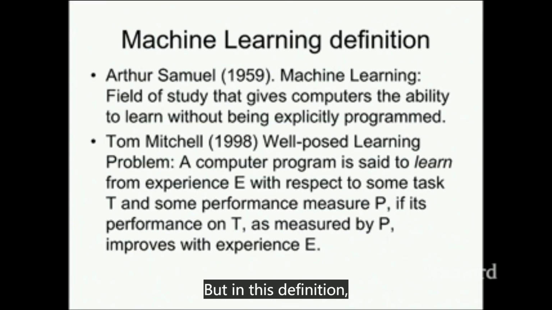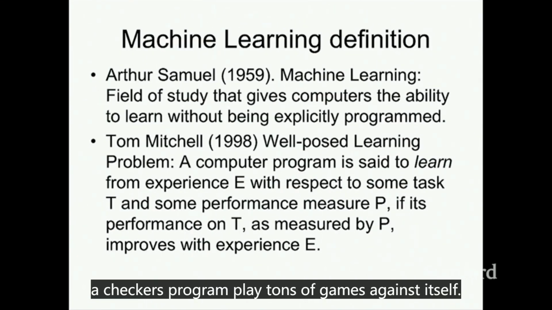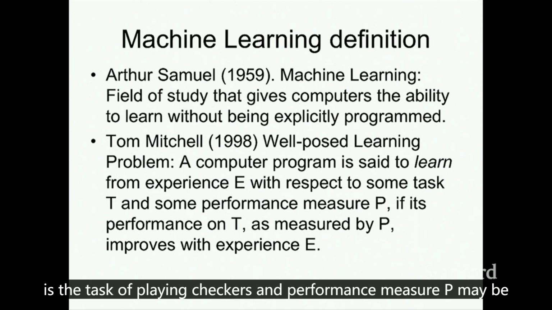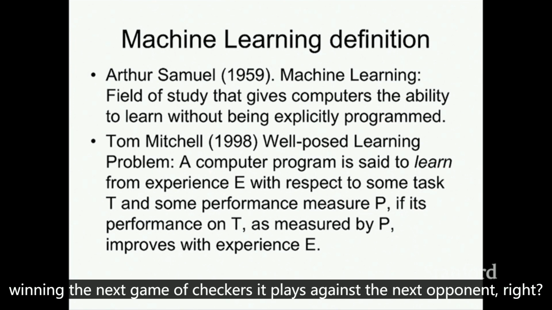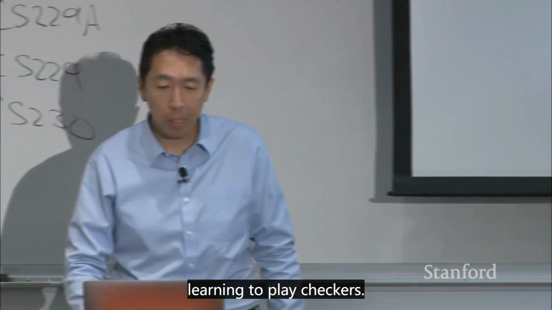In this definition, for the case of playing checkers, the experience E would be the experience of having a checkers program play tons of games against itself. Computers have lots of patience and can sit there for days playing games of checkers against themselves. So that's the experience E. The task T is the task of playing checkers. The performance measure P may be the chance of this program winning the next game of checkers it plays against the next opponent. So we say that this is a well-posed learning problem, learning to play checkers.